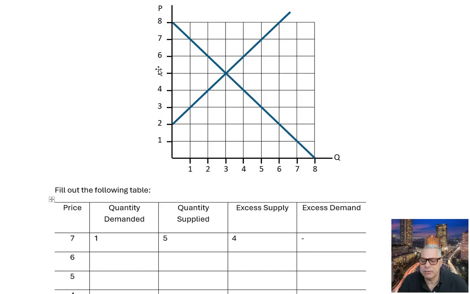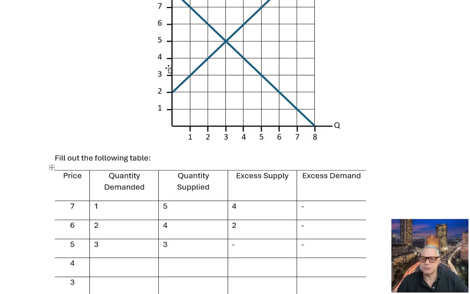Then, you can see now if the price is 6, so now quantity demanded increases and quantity supplied goes down, so quantity demanded is 2, quantity supplied is now 4. So we still have excess supply of 2, we still don't have any excess demand, so that's 0. Then at the price of 5, you see that is where the equilibrium is. So we have neither excess supply nor excess demand.